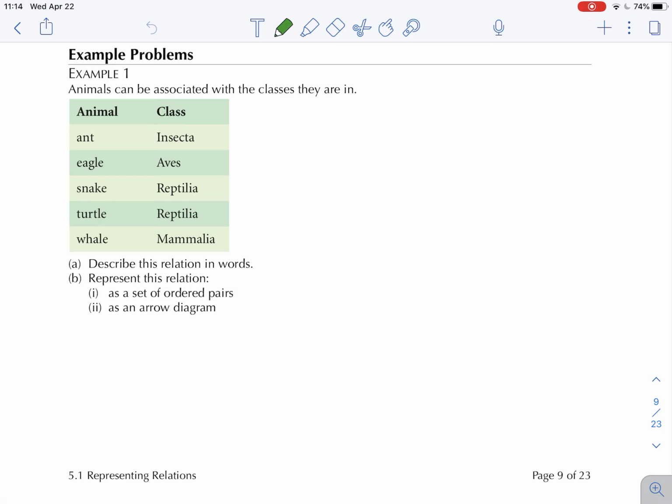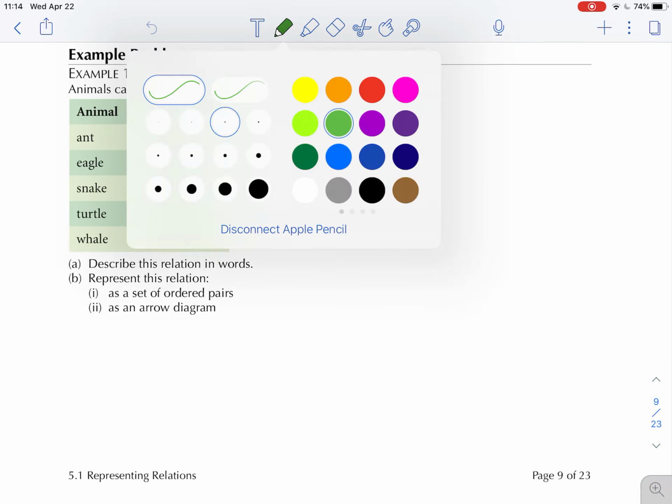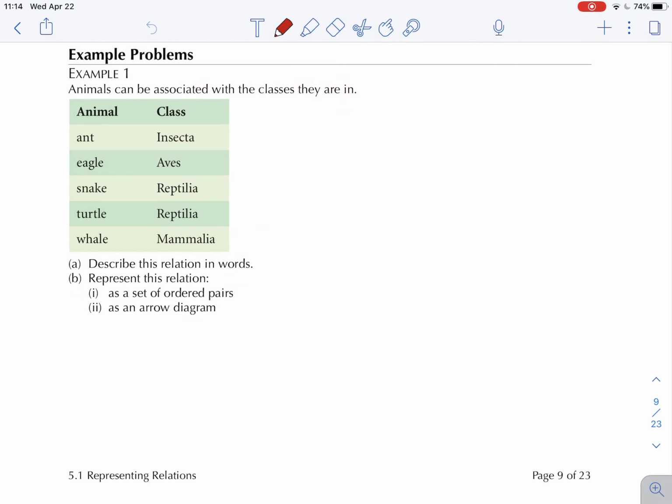Example number 1. Animals can be associated with the classes they are in. So the ant is in class Insecta, eagle Aves, snake Reptilia, turtle Reptilia, whale Mammalia. Let's just take a quick moment to identify this as a T-chart, a table of values. The animals are our domain, and the class is our range.